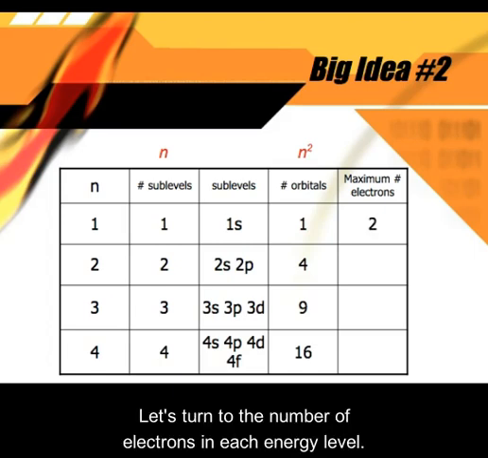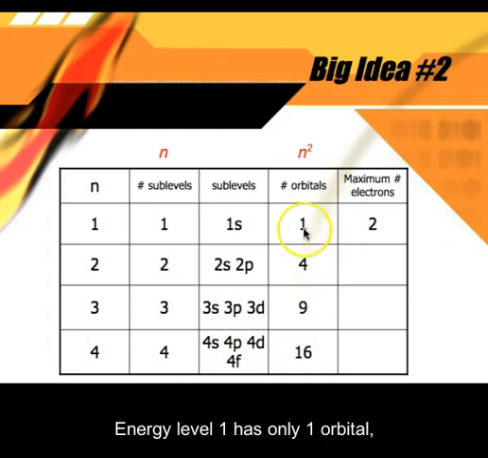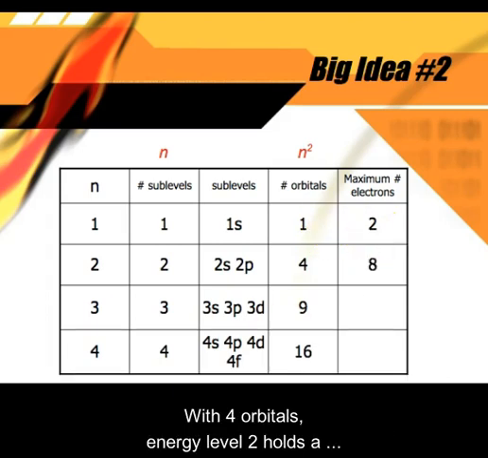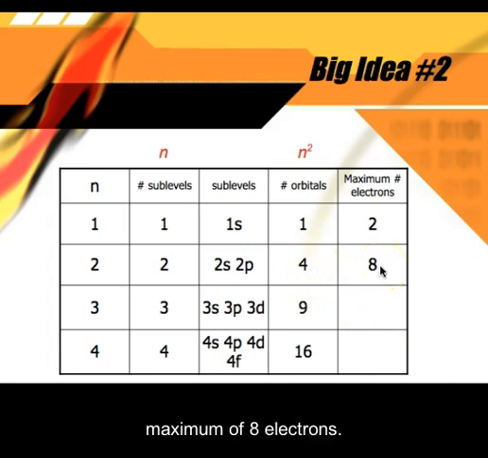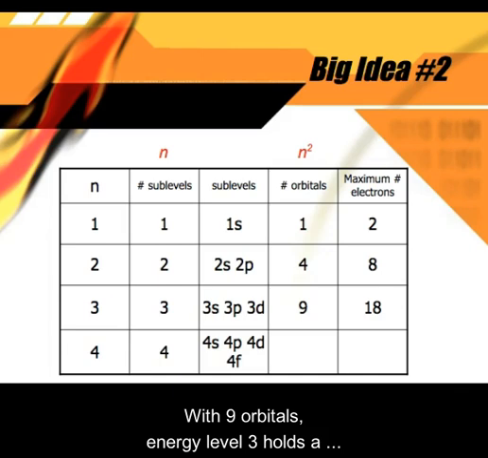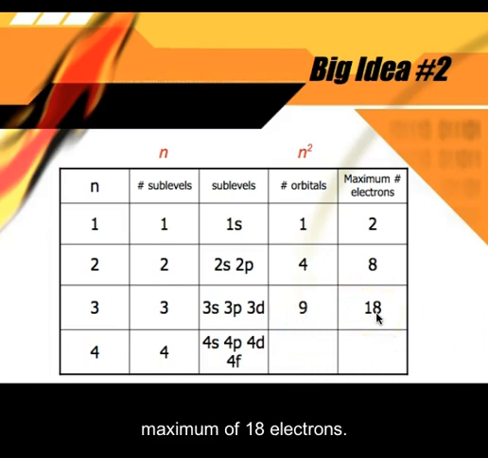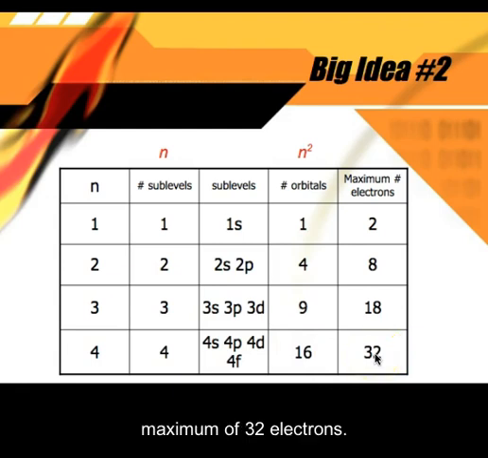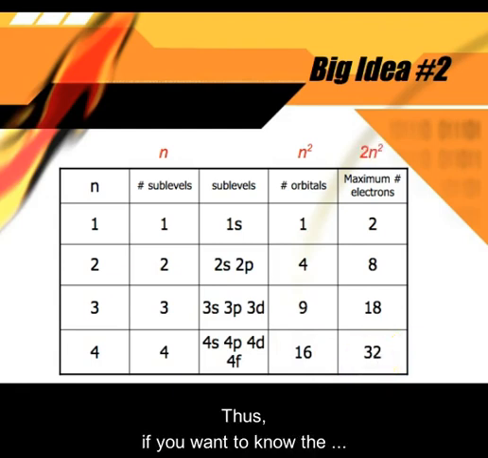Let's turn to the number of electrons in each energy level. Energy level 1 has only one orbital, so it holds a maximum of 2 electrons. With 4 orbitals, energy level 2 holds a maximum of 8 electrons. With 9 orbitals, energy level 3 holds a maximum of 18 electrons. With 16 orbitals, energy level 4 holds a maximum of 32 electrons.